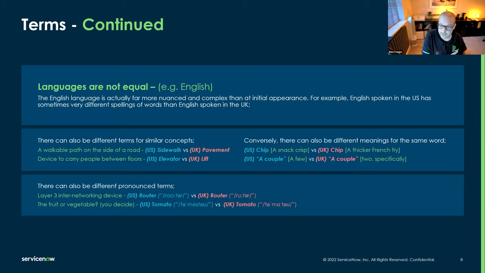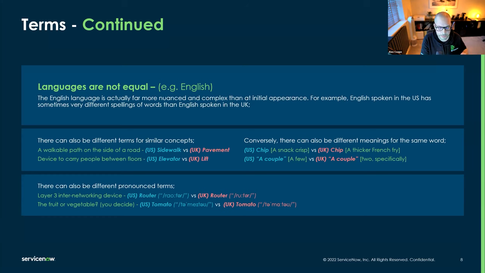The American English would be router, whereas the British English would be router, tomato, tomato, and so forth. So the idea here as well is to consider, we want to try and connect with the end users wherever they are, whether they're in a specific country or in a specific area.